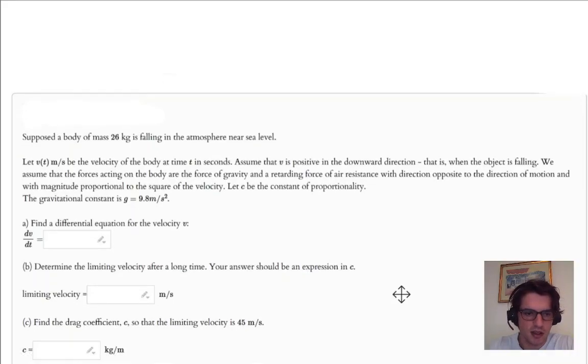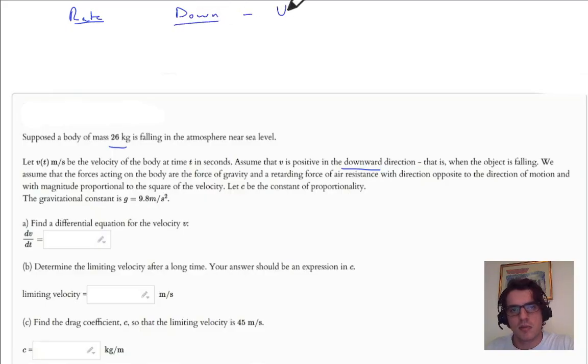Let's see. Here we are. Very similar problem. Body mass 26 kilograms is falling in the atmosphere near sea level. V is the velocity, at time t seconds. V is positive in the downward direction again. So rate down minus up. Okay. And force of gravity, retarding air force, proportional to the square. This is the difference here. It's the square of the velocity. C is the constant of proportionality.